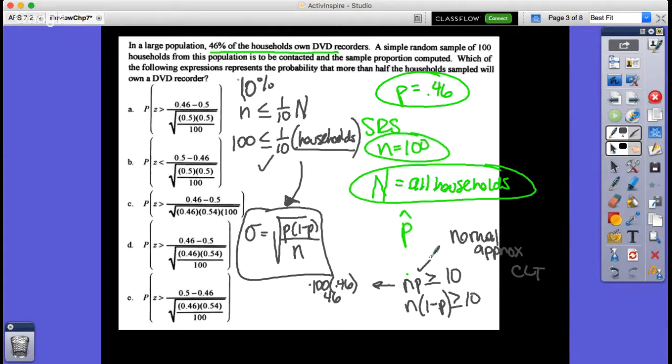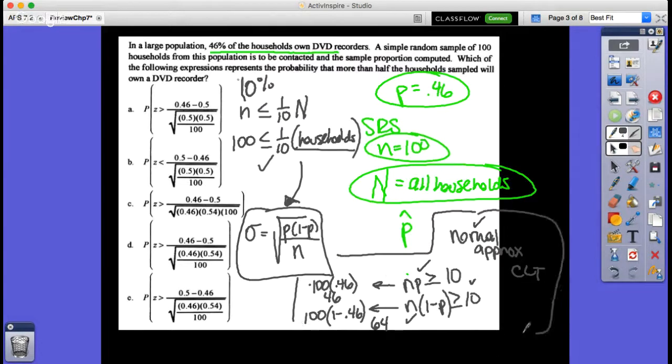The next condition that's met, by the way, both have to be met, is 100 times 1 minus 0.46. 1 minus 0.46 is 0.54, times 100 is 54. So both of these conditions are met. Therefore, we can approximate using a normal distribution.